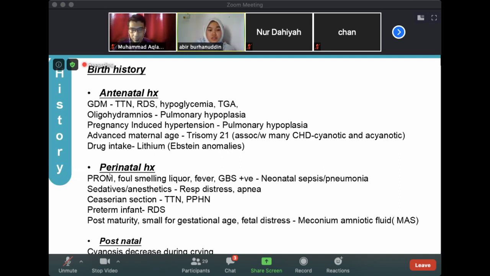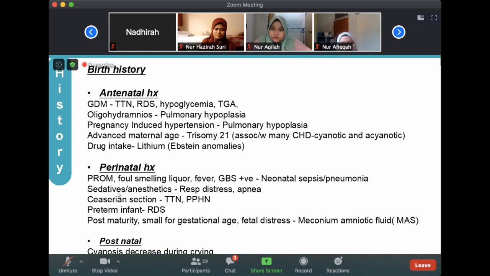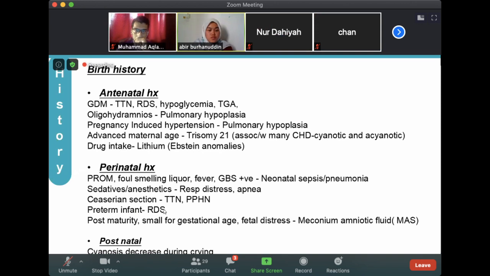For perinatal history, we ask about any leaking liquor, premature ROM. Then we have to ask about the smell of the liquor. Smelly liquor and maternal pyrexia, or GBS positive during the perinatal period, can suggest neonatal sepsis or pneumonia. Then history of sedative or anesthetic use can cause respiratory distress or apnea. Caesarean section is a risk factor for transient tachypnea of the newborn and persistent pulmonary hypertension. Then preterm infants are more prone to RDS, while post-maturity, gestational age, and fetal distress carry a risk for meconium aspiration syndrome.